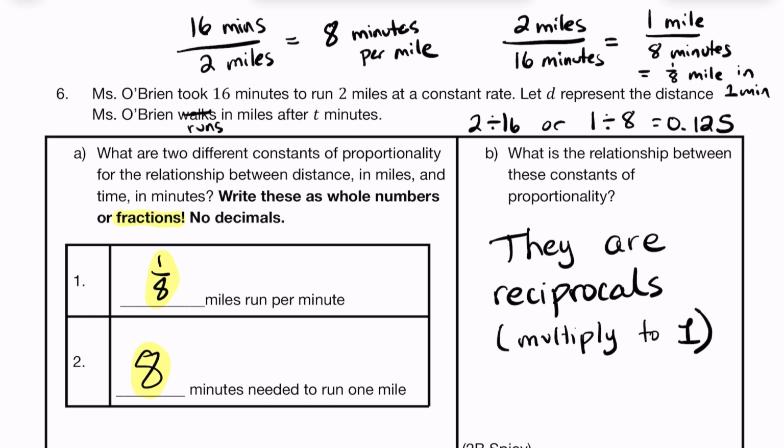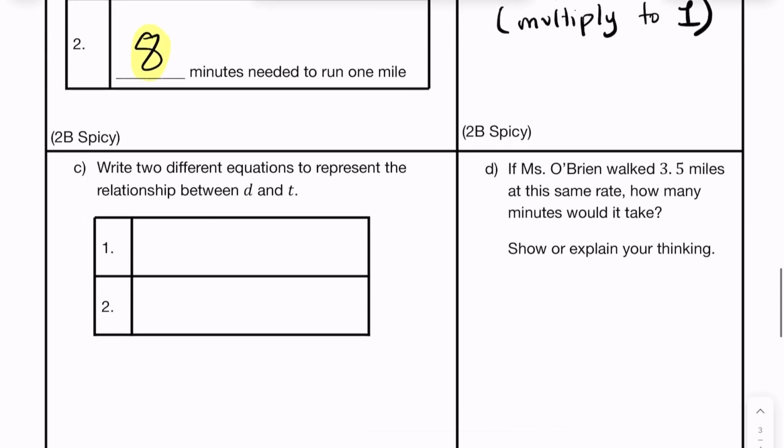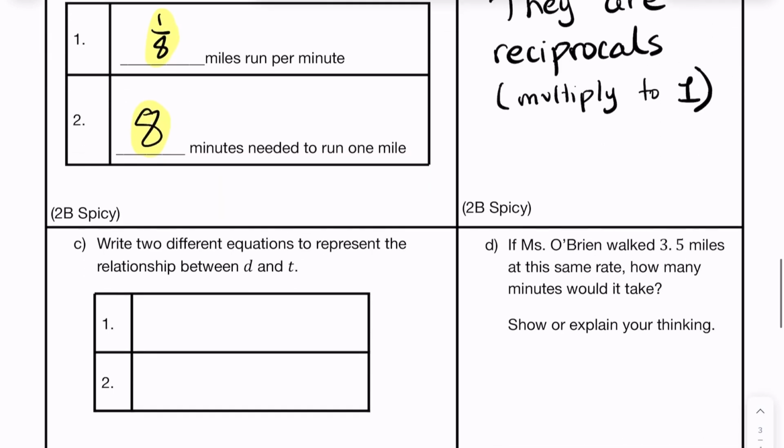So reciprocal is a really key idea here, and the fact that we're going to write two different equations for the same relationship is because we have this special reciprocal relationship. Okay, awesome. So now we can write those two equations. Okay, and we're going to do it with our constants of proportionality.